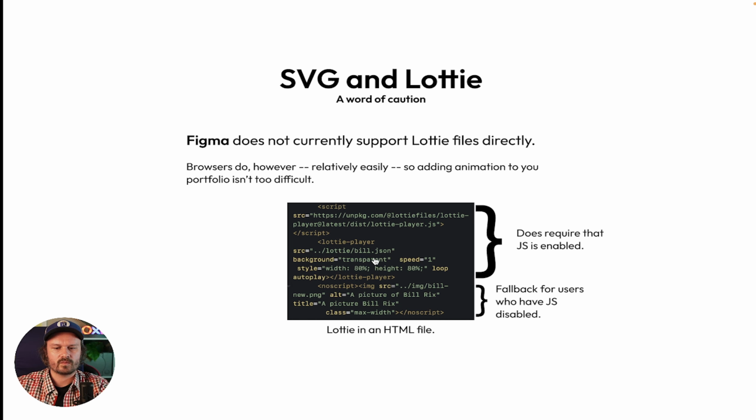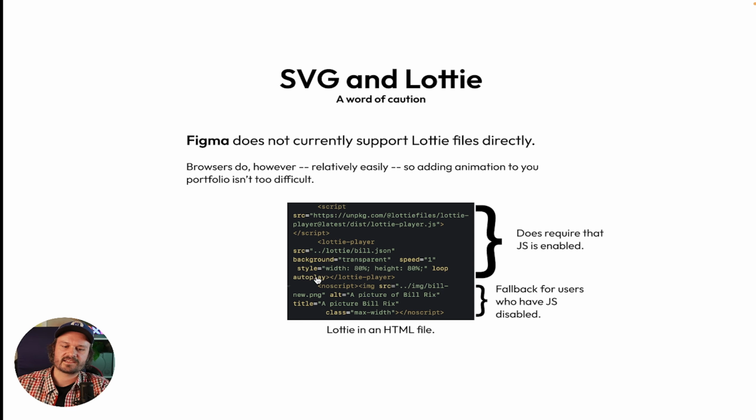And then we have some properties. Here we have the background set to transparent, speed is set to 1, default. And then we have some inline CSS for the style. That is to say, I'm setting the width and the height here. And then we have it set to loop. So this animation loops when it gets to the very end. So when it gets to the last frame, it loops back to the first frame and continues just looping forever.